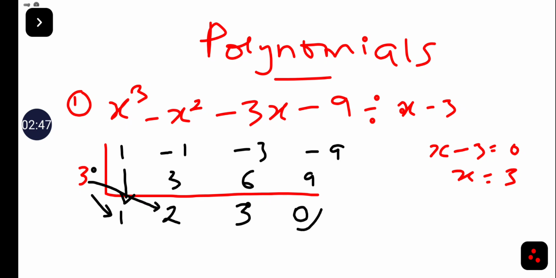Now this 0 here is the remainder when we have ended. So our remainder is 0. So when this polynomial is divided by this, the remainder is 0. That's synthetic division. If you use the factor theorem, you substitute 3 here, and the remainder will give you 0.